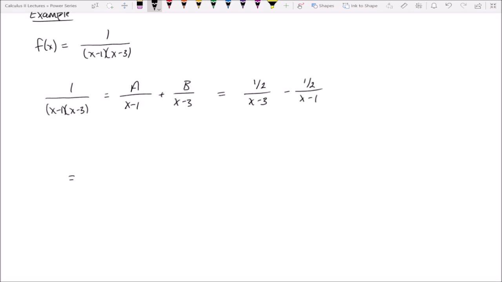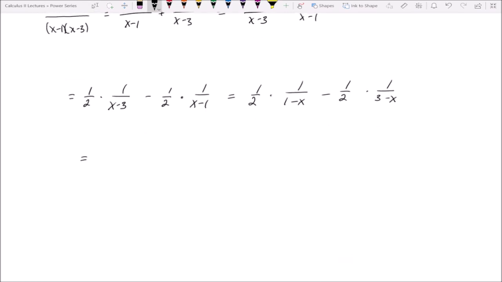Which we can write 1/2 times 1 over x minus 3 minus 1/2 times 1 over x minus 1, which we can now rewrite as 1/2 times 1 over 1 minus x minus 1/2 times 1 over 3 minus x, which can be written as 1/2 times 1 over 1 minus x minus 1/6 times 1 over 1 minus x over 3.